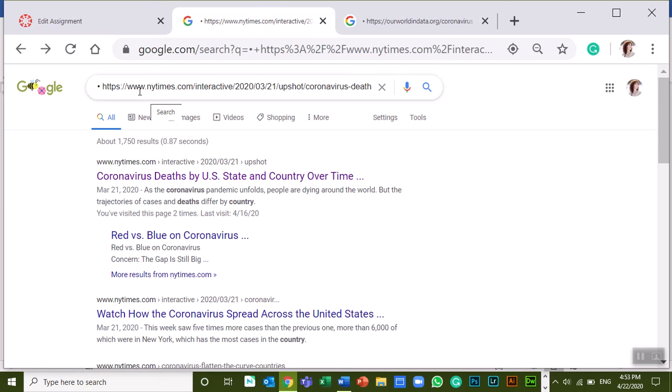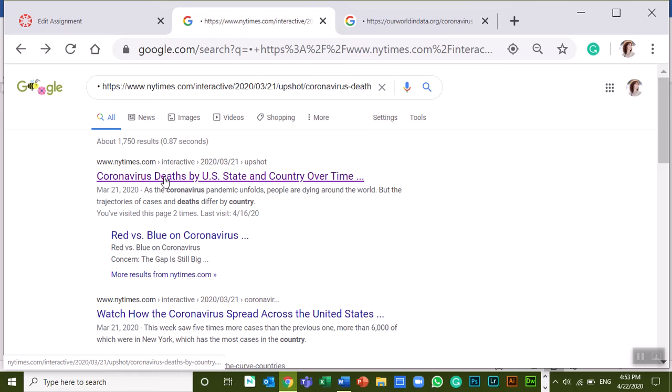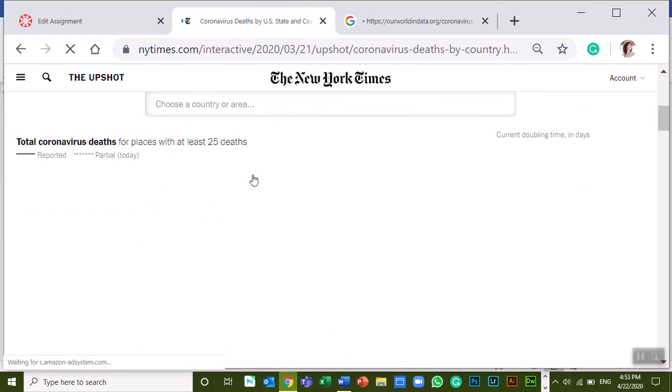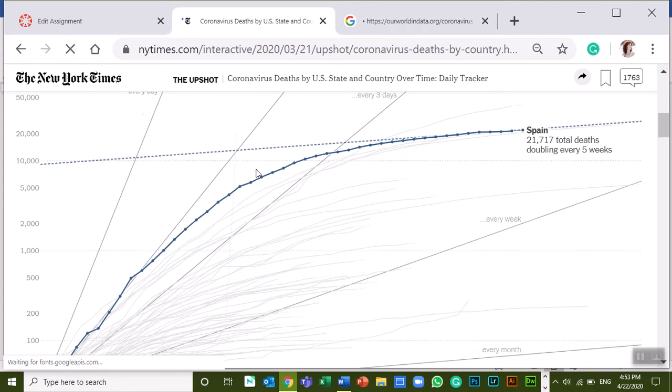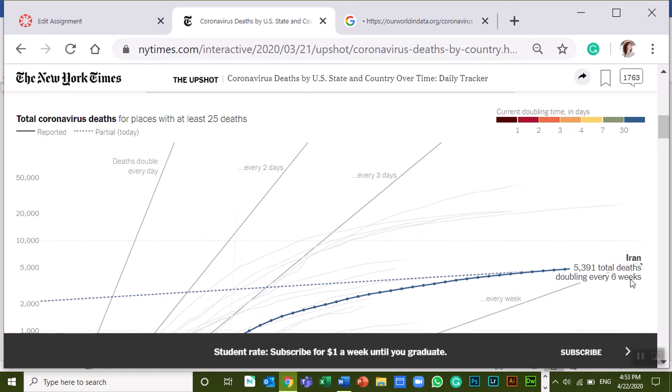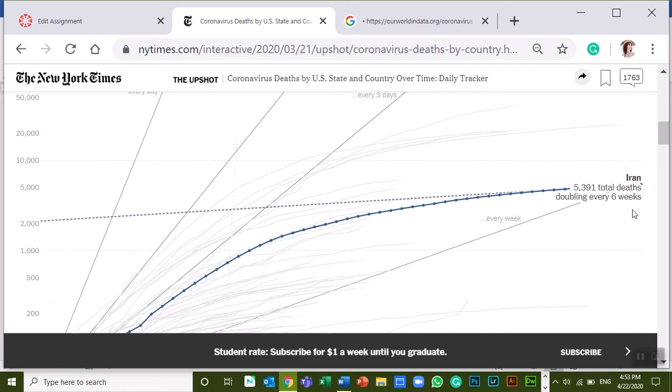When we click on the New York Times data set, we come here. We need to click on this to open up the article, and then we can scroll down and see the data. Here we're looking at how many cases are doubling. Oh, here we have deaths. So of all the places that have at least 25 deaths, how many are doubling every day, every 2 days, every 3 days, every week? And that's what we're looking at, that doubling every week.